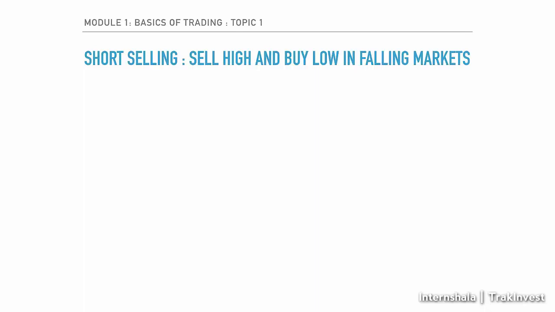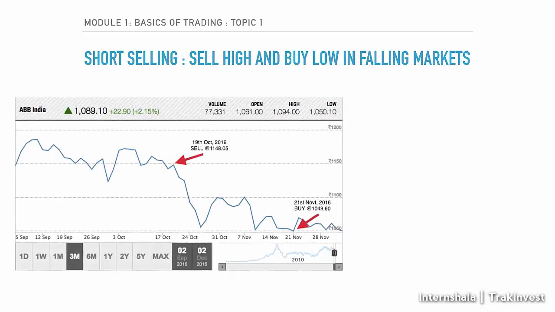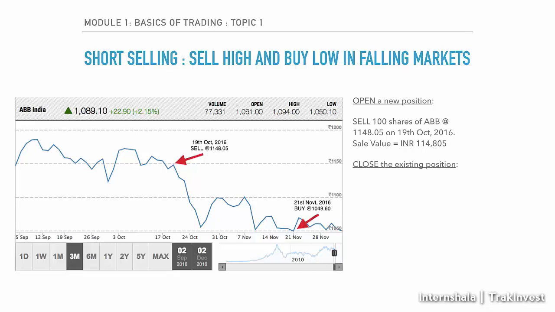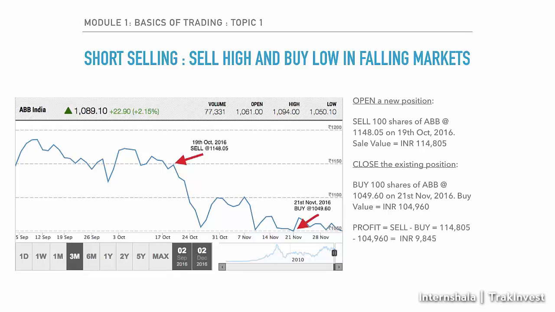Let's take an example. Let's look at an ABB India stock and let's say you sold the stock at a price of 1148.05 on 19th October. You sold 100 shares and you bought them back on 21st November at a price of 1049.60. You made a profit of 9845 in falling markets. And this is how you take advantage of price movements in falling markets.